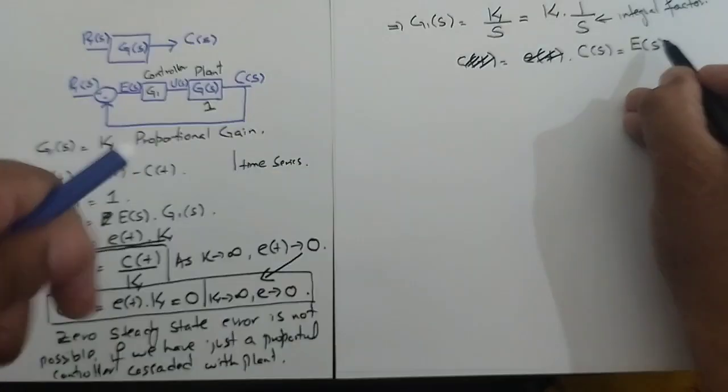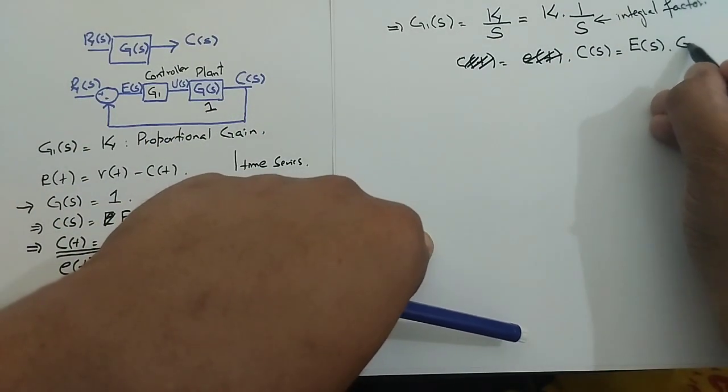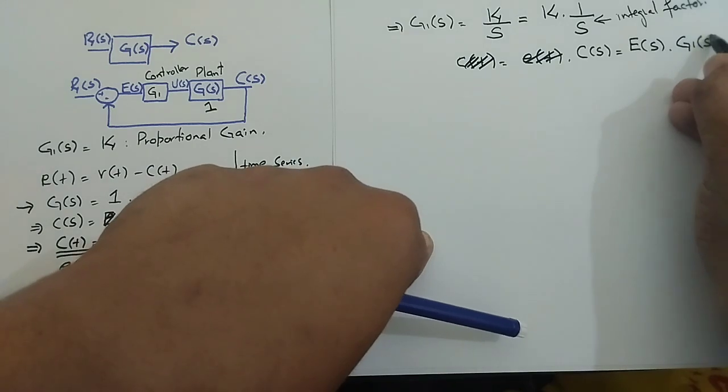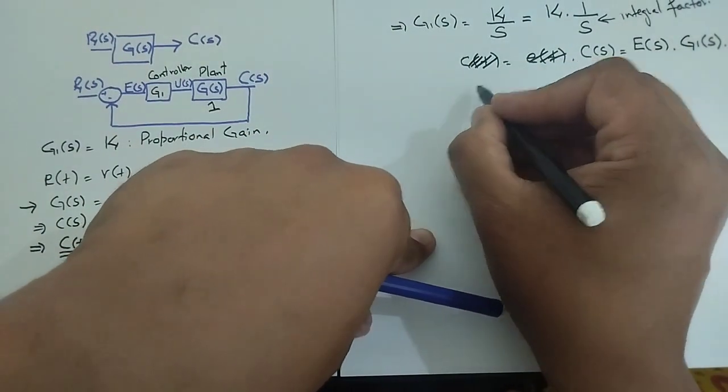For this, we are following this network into your plant transfer function. We are just giving the name as a controller transfer function.